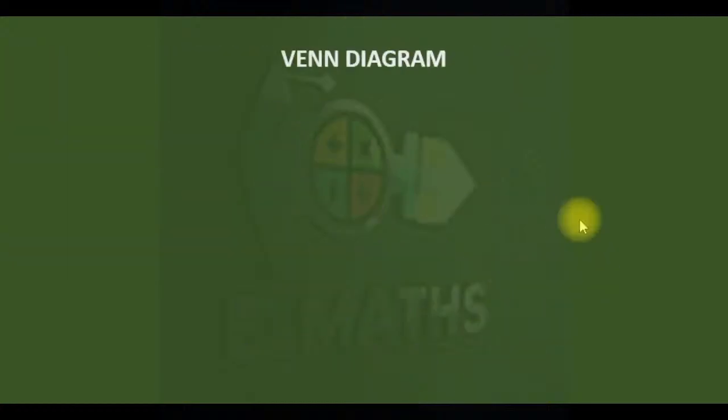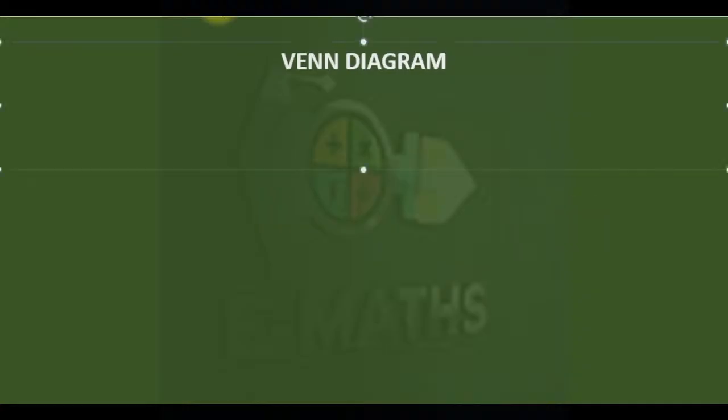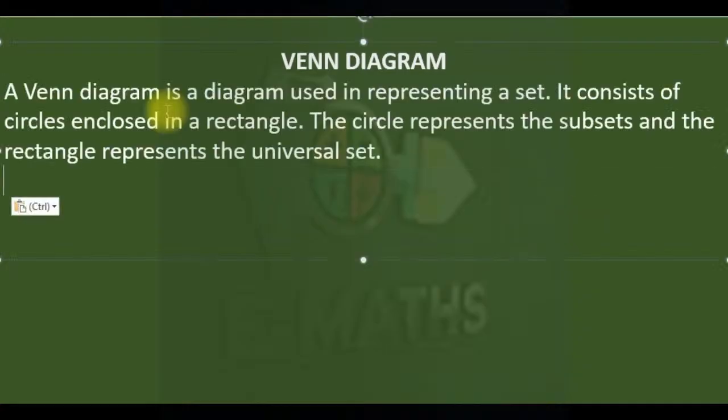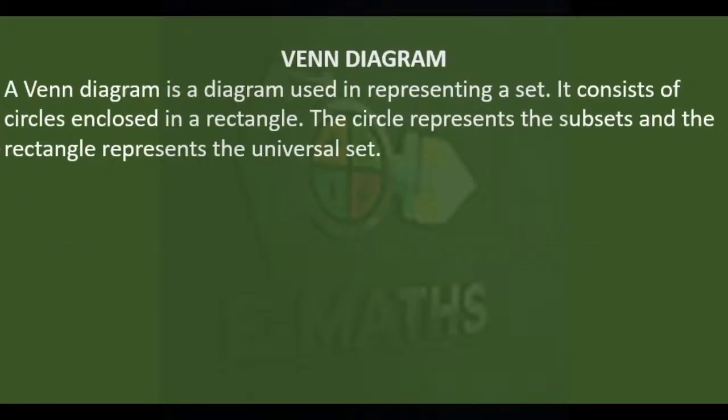Okay, we look at Venn diagram. Venn diagram is just a diagram used to represent a set. Yes, it helps us to solve a lot of word problem in set. So let's look at the definition. A Venn diagram is a diagram used in representing a set. It consists of circles enclosed in a rectangle. The circle represents the subset and the rectangle represents the universal set.